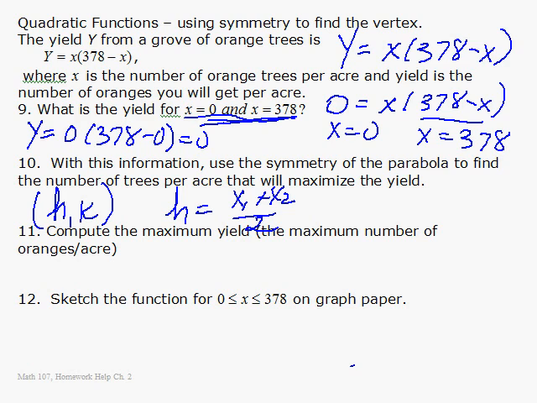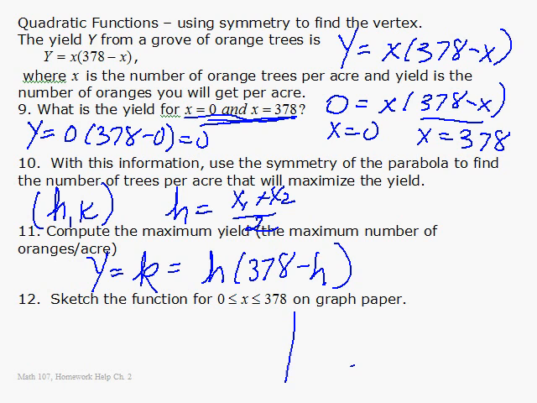Now that you have h, you can find k. So y, in this case, the yield, will equal k when x is h. So you put it back in the equation, work through, and you will find k. Then you can sketch it. Because what you will know is that the yield, here's your yield, and here's the number of trees you planted. It's 0 here, it's 0 up here, and you know that halfway between was your h. This was 0, this was 378. You put that back in the equation and you found your k, and then you can just sketch your parabola from that.